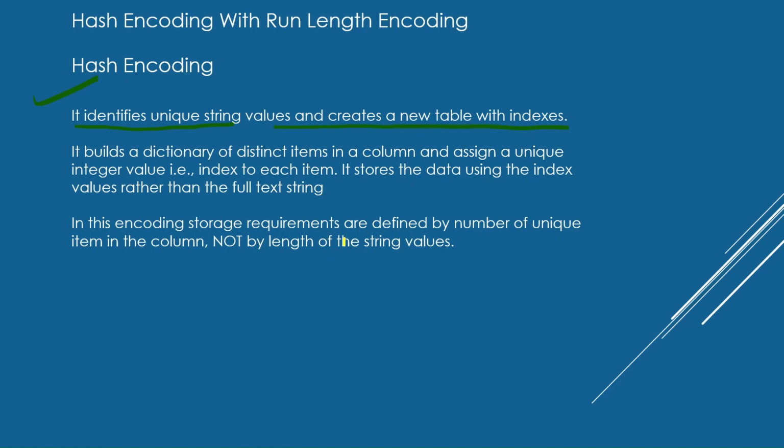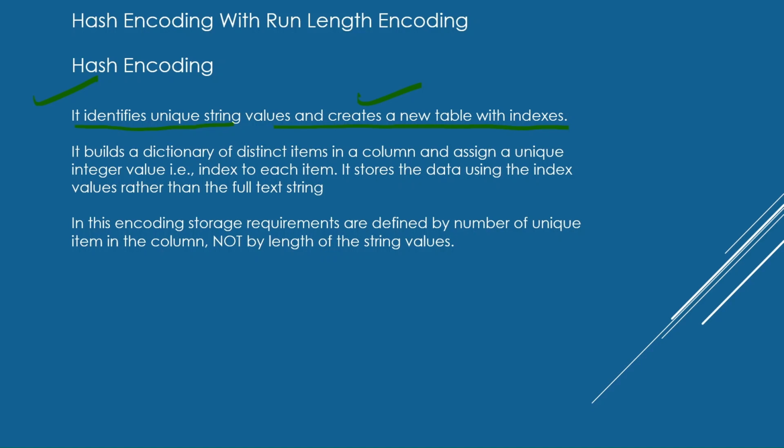What does it mean? Suppose we have a column which has a string value. How will hash encoding be applied on that column? It will create a new table and provide an index to each unique value present in the column, and a row number. So the new table will have two columns: one is index and one is row number.